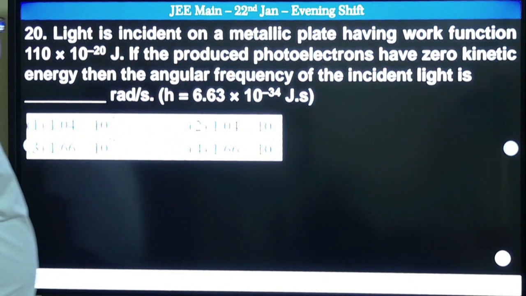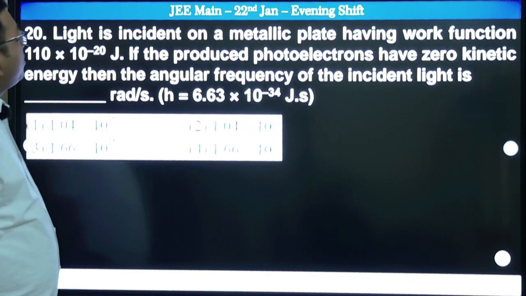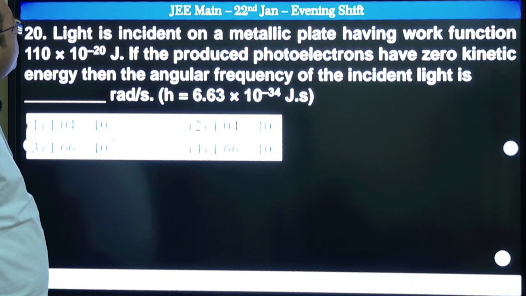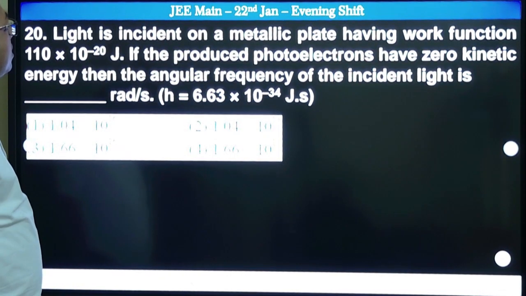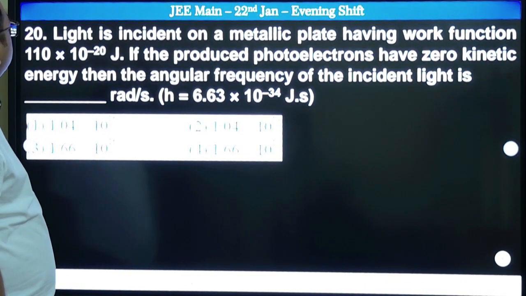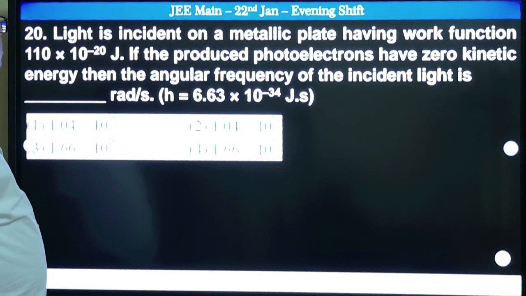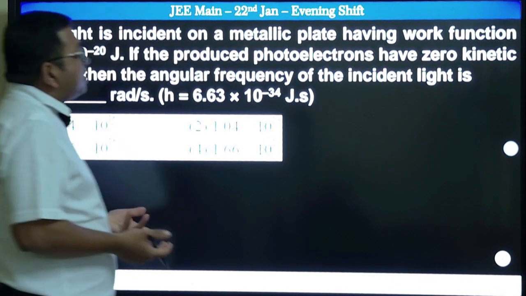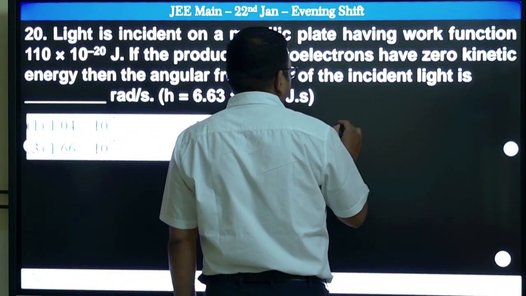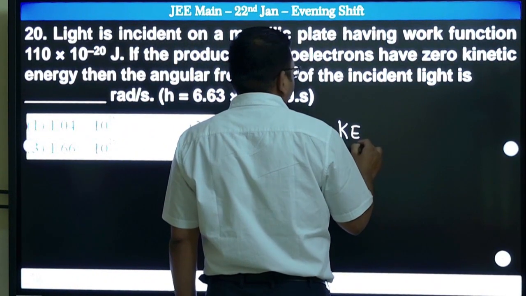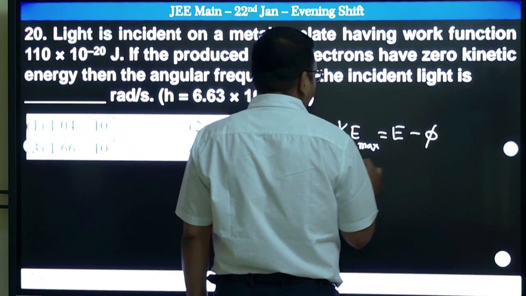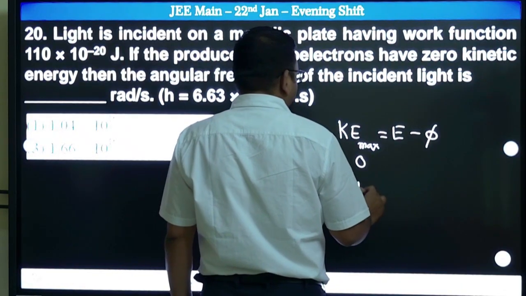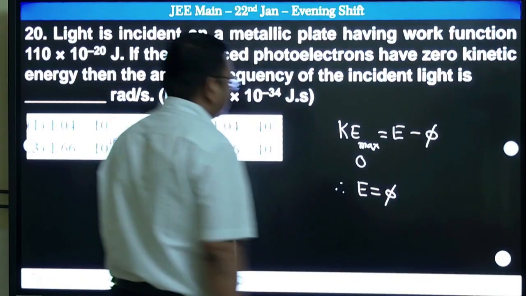Light is incident on a metallic plate having work function this. If the produced photoelectrons have zero kinetic energy, then the angular frequency of the incident light is. So work function is given. Photoelectrons have zero kinetic energy means the energy which you have given, because the maximum kinetic energy formula is E minus work function. So if this is 0, that means energy is equal to work function, right?